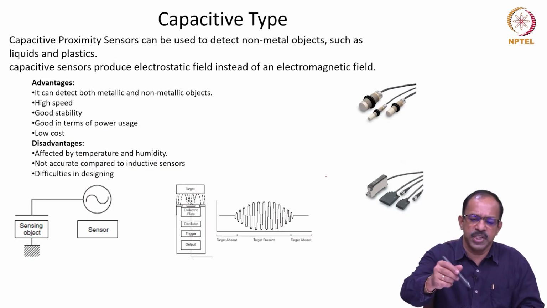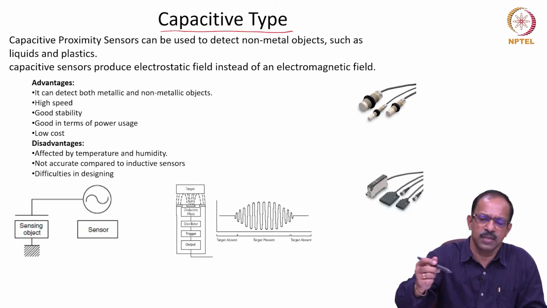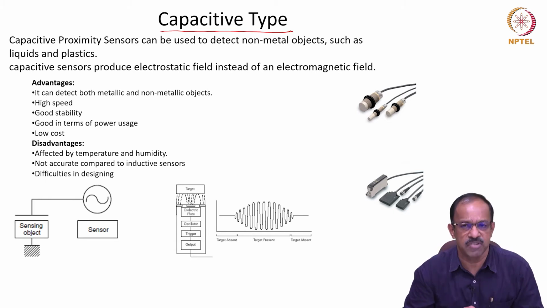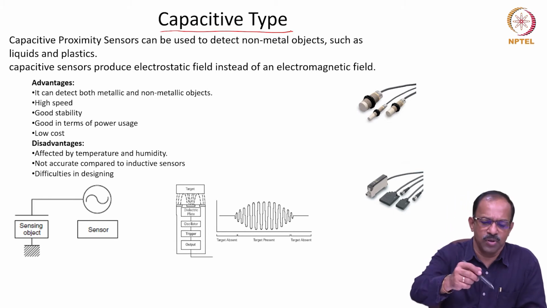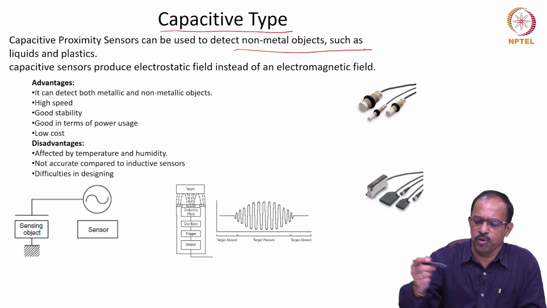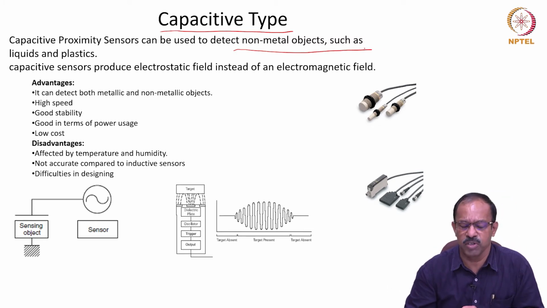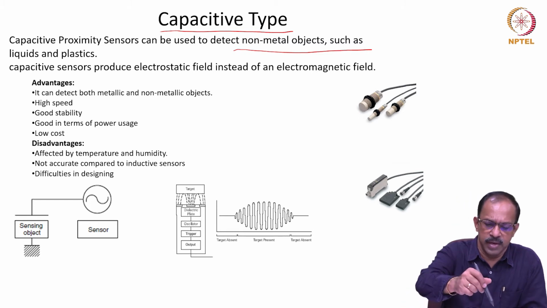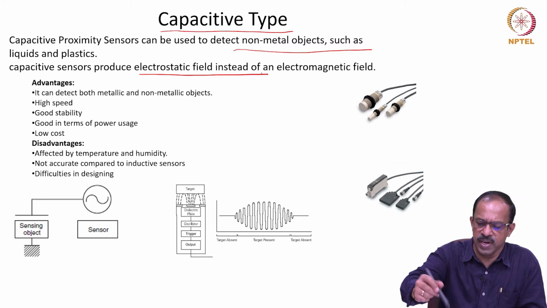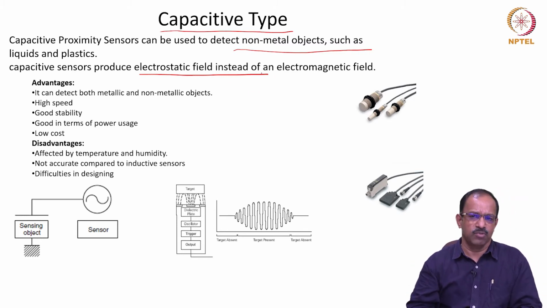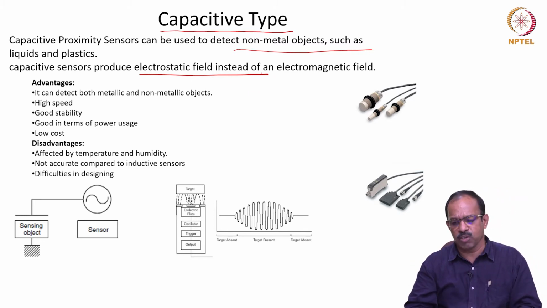Coming to the capacitive type, as I mentioned, the variation in capacitance is basically measured in this case. They can be used for non-metal objects because it's not based on the inductive principle, so you can actually use it for non-metal also. You can use this capacitive principle, and they produce an electrostatic field instead of an electromagnetic field.